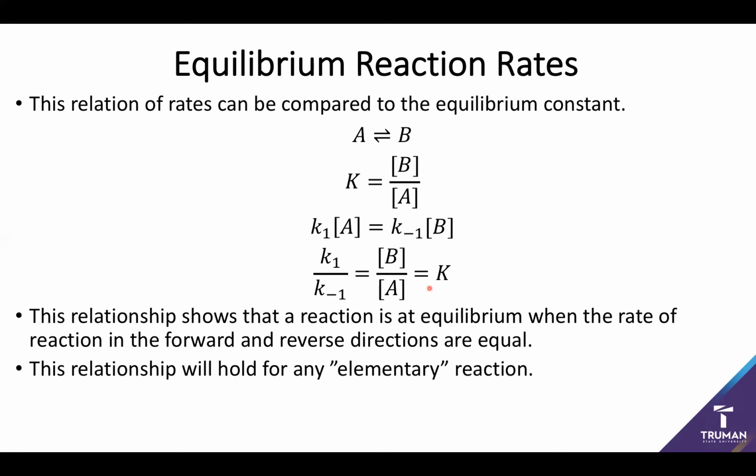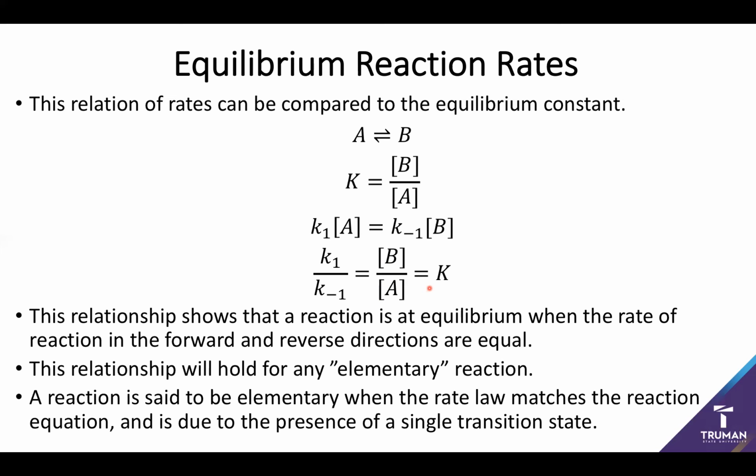And it is worth noting that this relationship will hold for anything that's called an elementary reaction. So what I'm talking about when I use the phrase elementary reaction is that the rate law matches the equation. So this means that if this is an elementary reaction, the forward reaction is first order in A, the reverse reaction is first order in B. So again, this is the one point at which my stoichiometric coefficients equal my order of reactions. So that is said to be an elementary step.